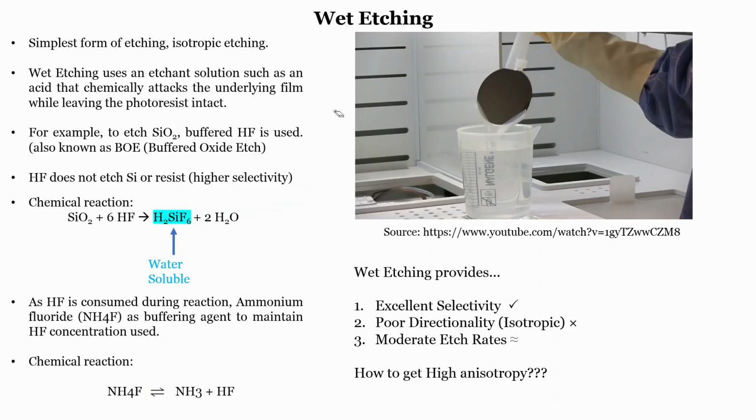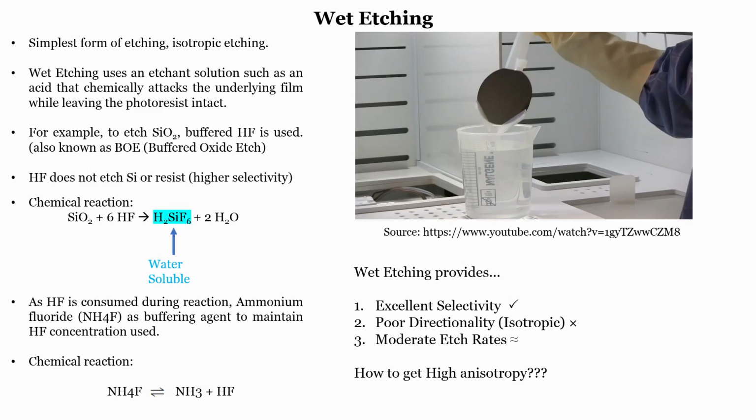Further, this is how the chemical reaction occurs. When you dip the oxidized silicon wafer in HF, then SiO2 plus 6HF gives us H2SiF6 plus 2H2O, and this product is water soluble, and that's how you get the silicon dioxide out using the etchant. Now, as the HF is consumed during the reaction, ammonium fluoride is used as a buffer agent to maintain the HF concentration, and the chemical reaction is NH4F gives us NH3 plus HF.